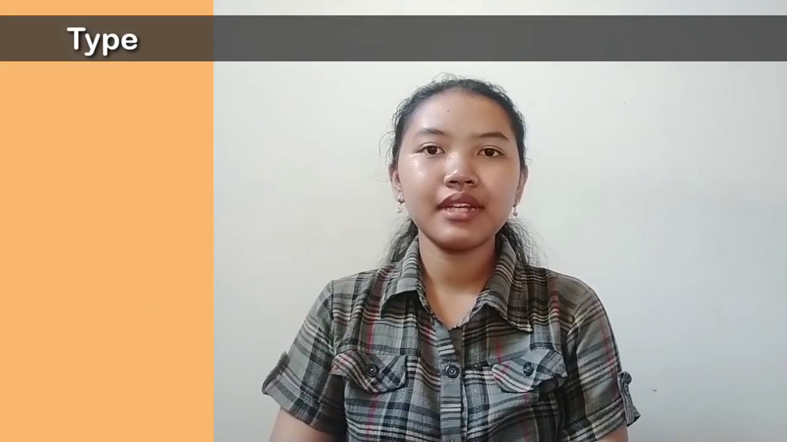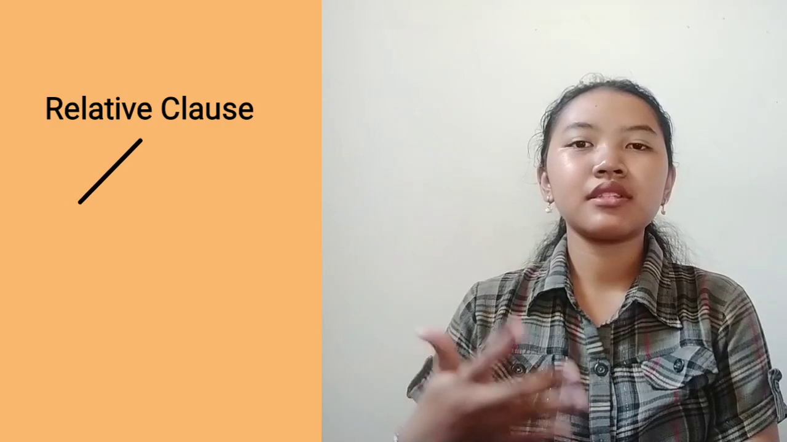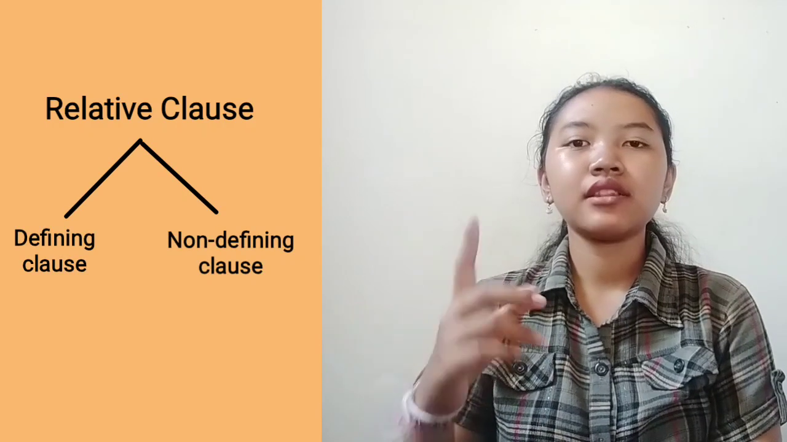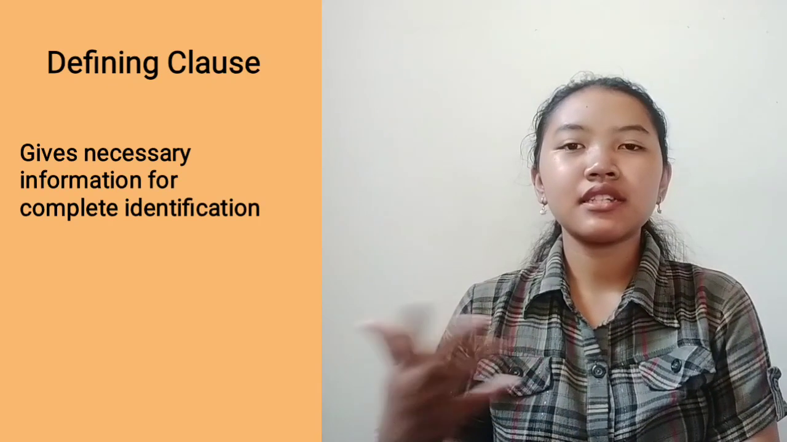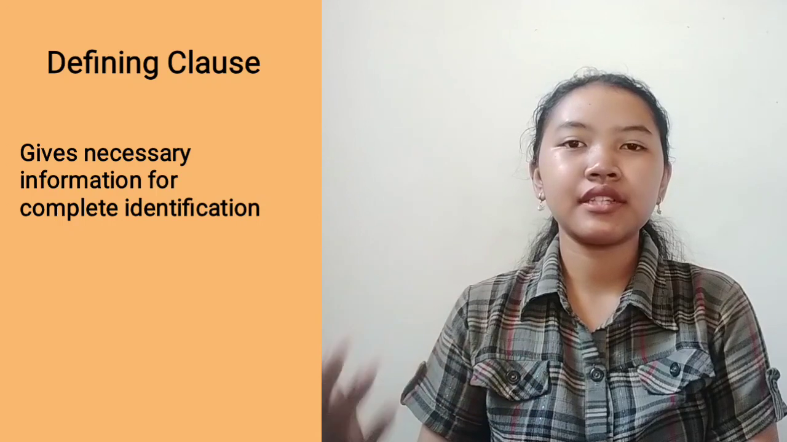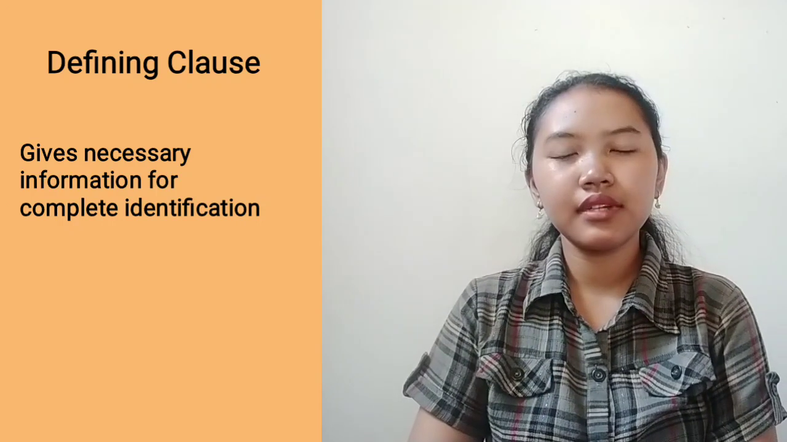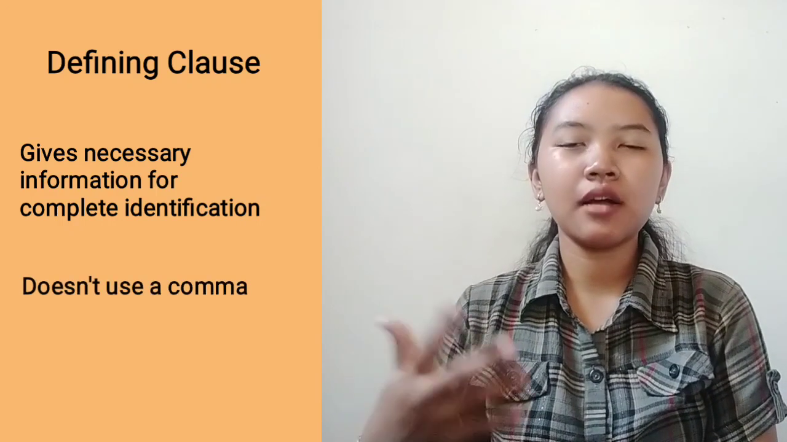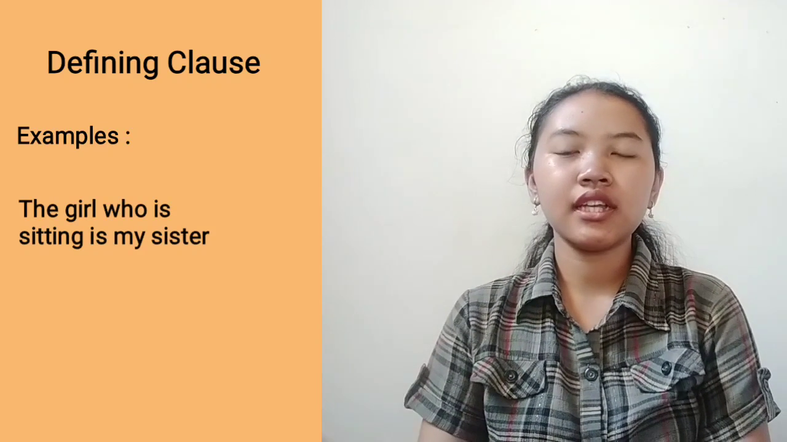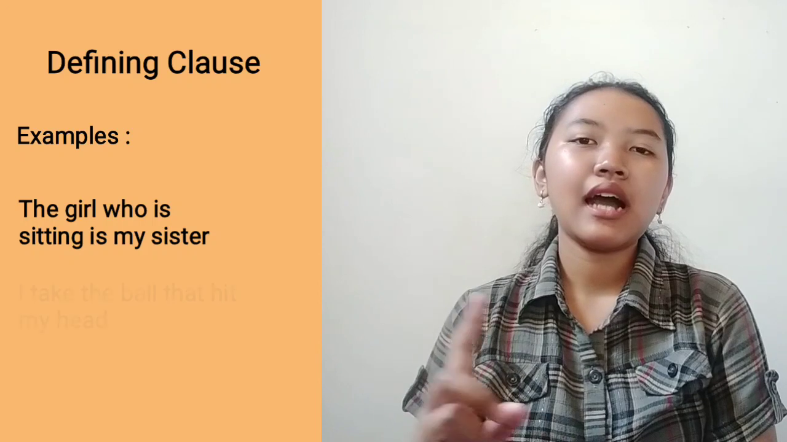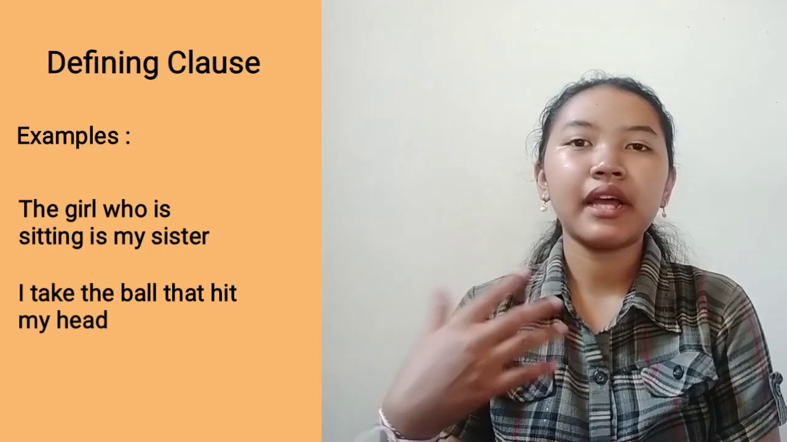Now the types of the relative clause. The relative clause can be distinguished into defining and non-defining clause. Defining clause gives information that's necessary for complete identification of the noun. This type doesn't use a comma. For example, the girl who is sitting is my sister. I take the ball that hit my head.